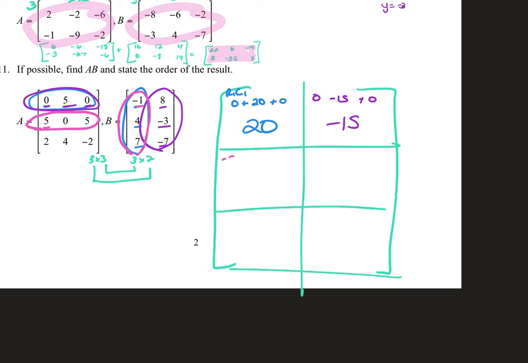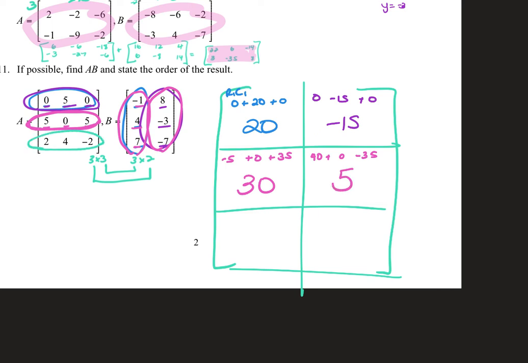Then I go row 2, column 1. 5 times negative 1, negative 5. 0 times 4, 0. 5 times 7, 35. And this is 30. Row 2, column 2. 5 times 8, which is 40. 0 times 3, which is 0. And 5 times negative 7, negative 35. So this is 5.